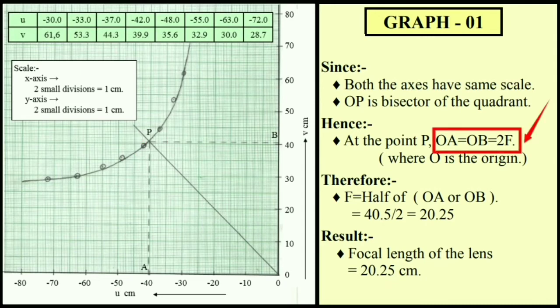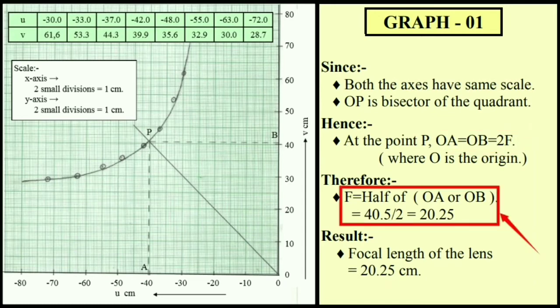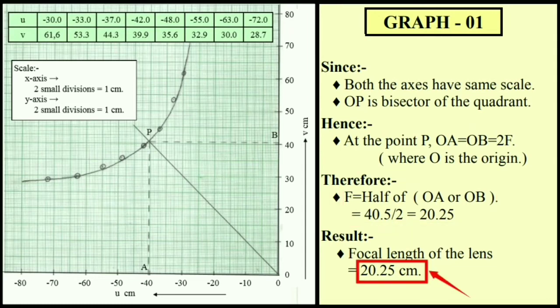Therefore, OA is equal to OB is equal to 2f, where O is the origin, and therefore the focal length f is equal to half of OA or half of OB, and that comes to 20.25 centimeter. Therefore, the value of focal length of the convex lens using this graph is 20.25 centimeter.